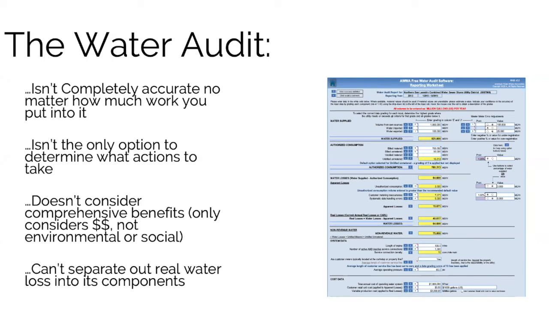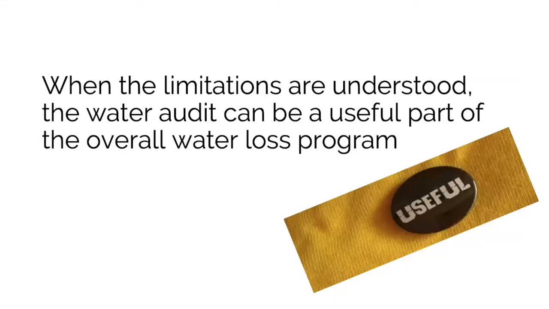And it will not allow you to separate out real water loss into its components. So there are three components of real water loss: the water that's leaking from mains, the water that's leaking from your service lines, and the water that's either overflows or leaks at storage tanks. It can't tell you anything about those three types of real water losses. It's only going to focus on giving you the full number for real water loss. So just keep that in mind as you go through. So if you understand the limitations of what the water audit is and what it is not, it can be a very useful part of an overall water loss control program to kind of give you that starting off point of where you want to go and understanding what's happening.